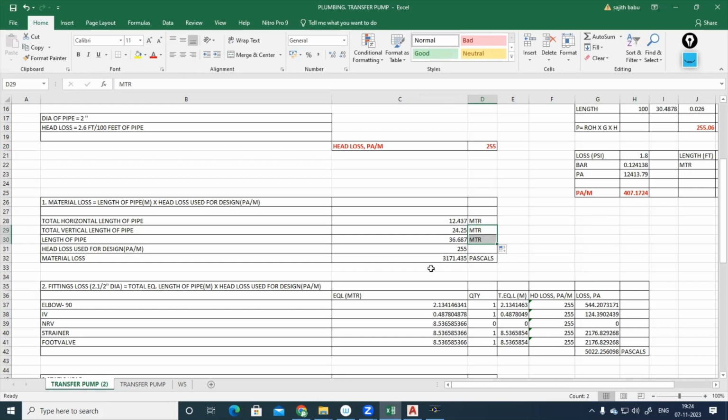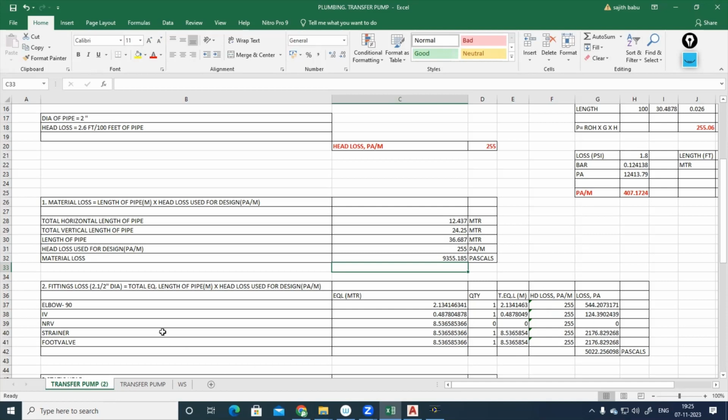Okay. Now the head loss used for design, we already know, is this much in Pascals per meter. Now the material loss is the total length of pipe, this much, multiplied by the head loss used for design, this much. So total material loss will be 9,355 Pascal, 0.09 bar. That's our material loss.